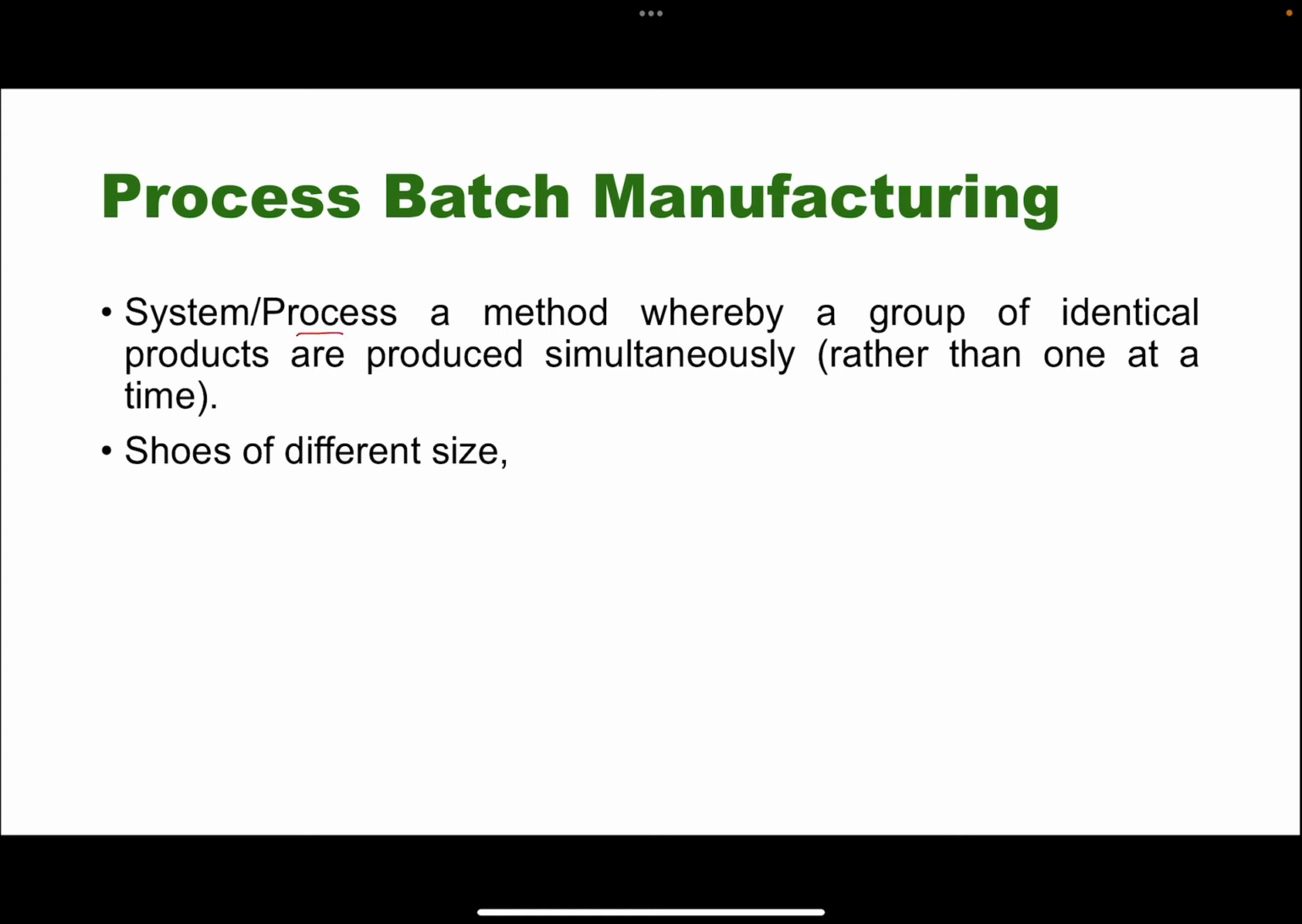The process system is a method whereby a group of identical products are produced simultaneously, like shoes of different sizes. For example, shoes of sizes 7, 9, 10, 11, etc. These are manufactured and a group of identical products are produced.